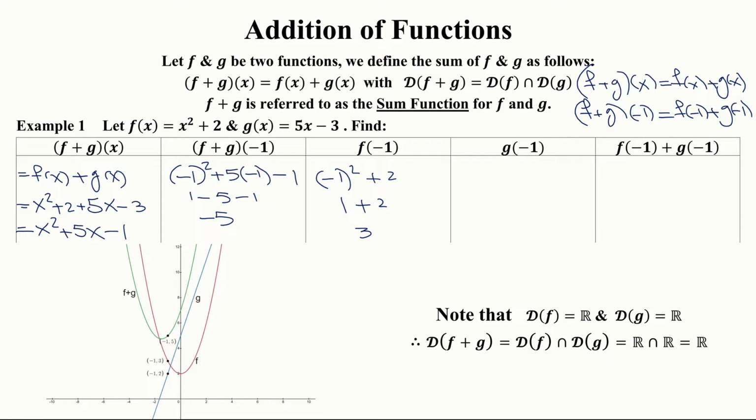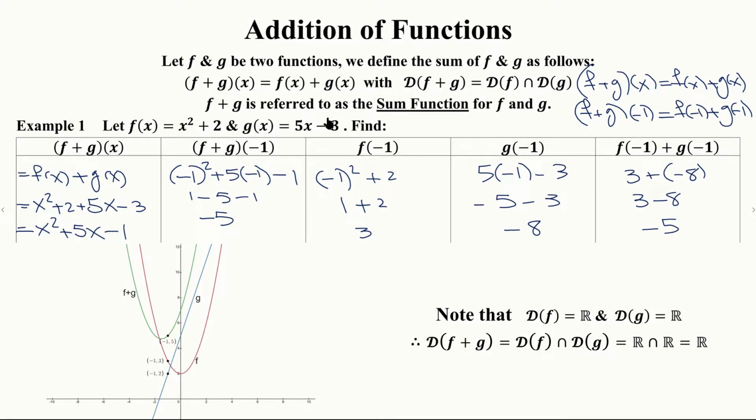Now g of -1 is going to be, we're going to substitute -1 for x in the expression for g. So 5 times -1 minus 3. So we get -5 minus 3, which is -8. So now all we have to do is add those. So we're looking for f of -1 plus g of -1. So we get 3 plus -8, which is just 3 minus 8, which is -5. Okay, so notice we get the same answer regardless of the approach.